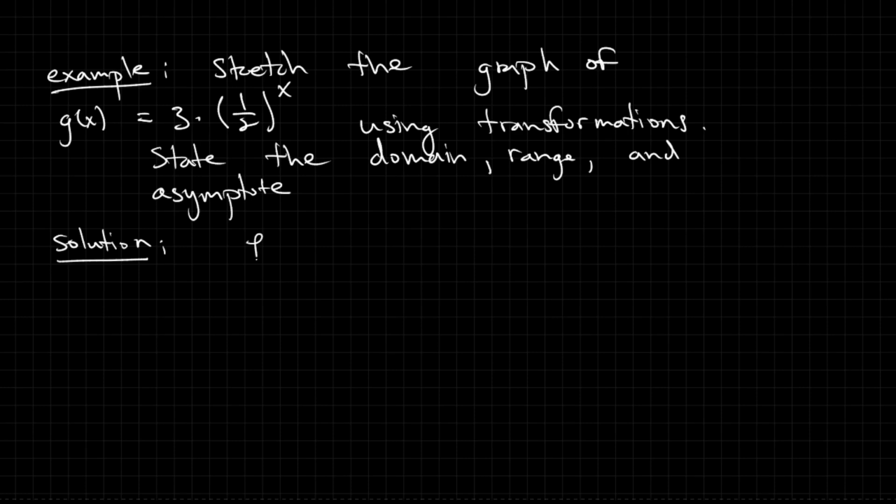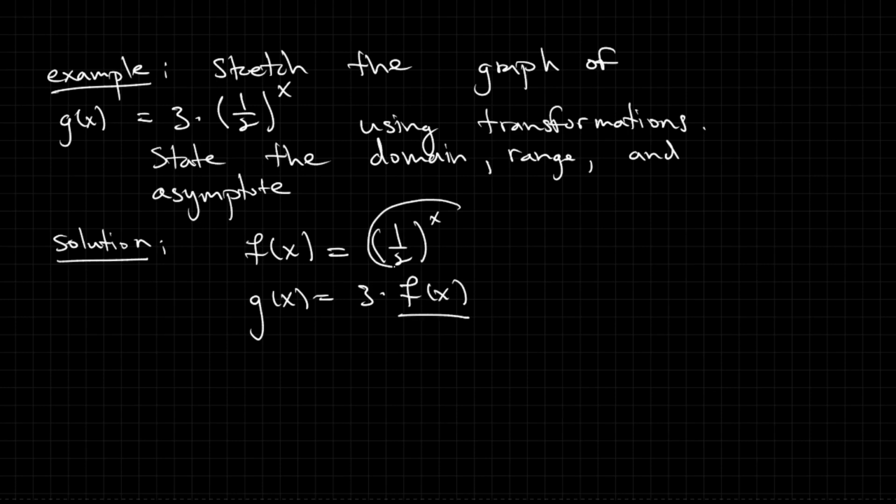First, let's talk about how to identify that this is a stretch. So we'll need the original function that is being transformed. That is 1/2 to the x. And so our transformation, g of x, is 3 times f of x. You see, if you replace this f of x with 1/2 to the x power, we get the expression that is in our function. So g of x is a vertical stretch by a factor of 3.